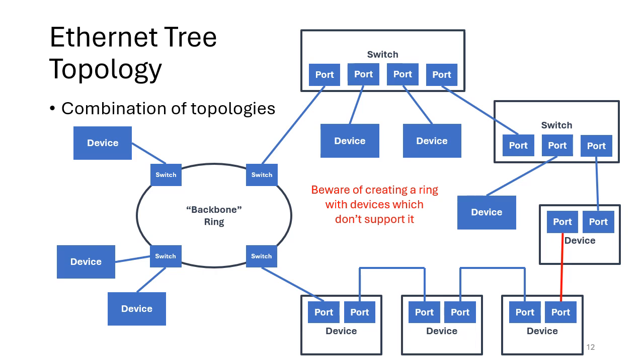The only issue here really is we've got this extra cable over on the right hand side in red. If you were to add that cable into a network with devices which don't support it, you've now created a ring which will crash the network. But commonly, as long as you're taking care that you're not creating a ring, these are very common to see in typical installations.